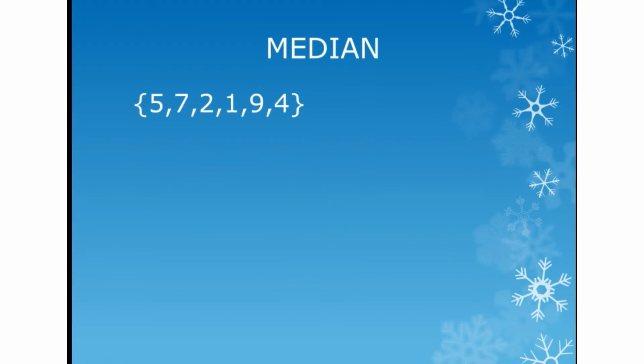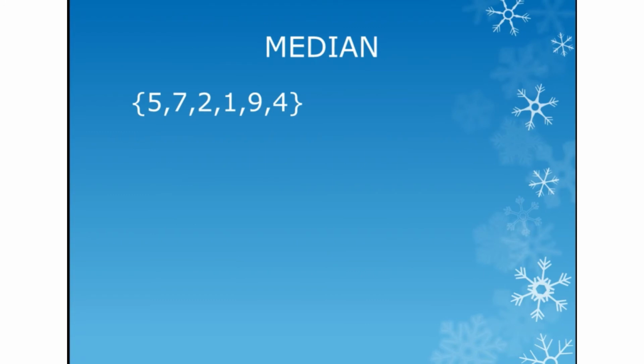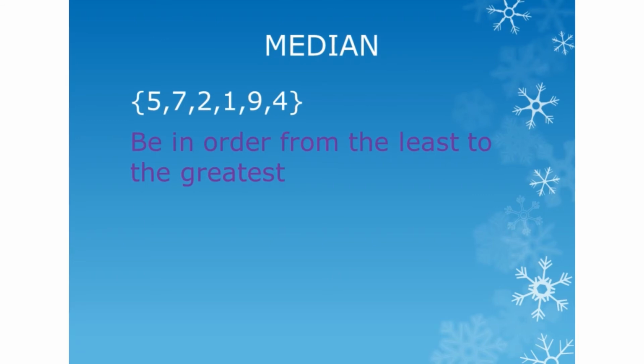So we have a data set of 5, 7, 2, 1, 9, and 4. We need to reorder this, so it should be from the least to the greatest. So we'll have 1, 2, 4, 5, 7, and 9. If you can realize, the middle number falls between 4 and 5.